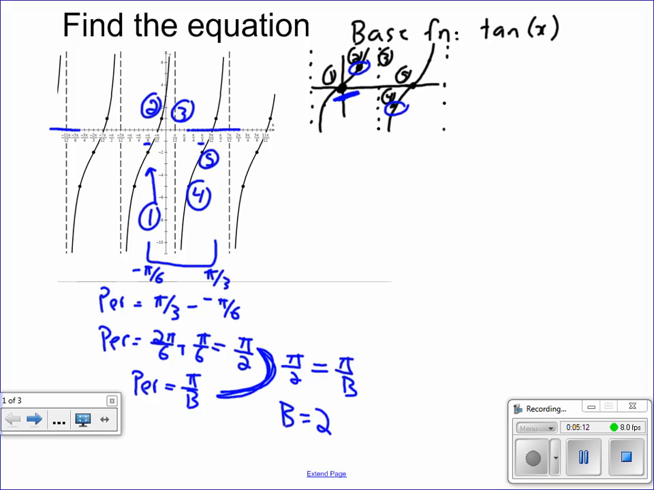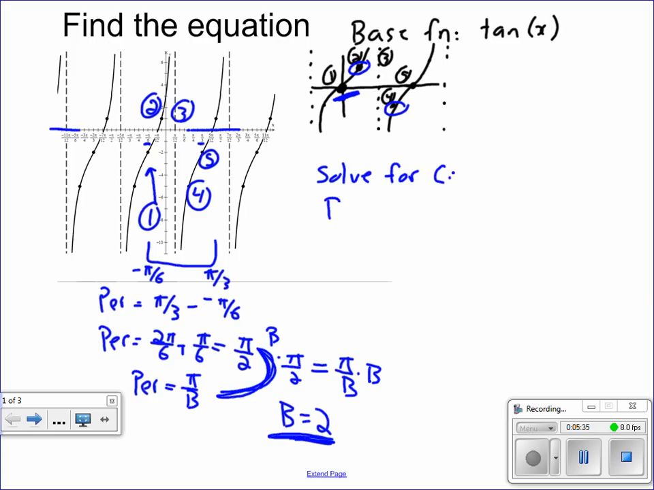However, if you have a more complicated one, just multiply both sides by b, and then divide by pi over 2, and you'll solve for b. All right, now we know what b is. b is 2. We need to solve for c next. To solve for c, we use our phase shift.